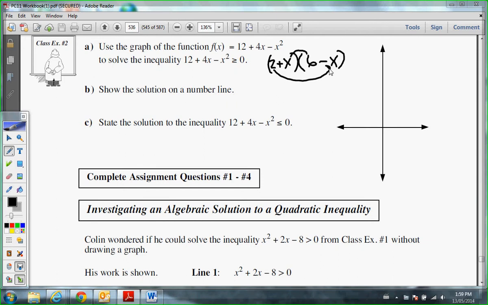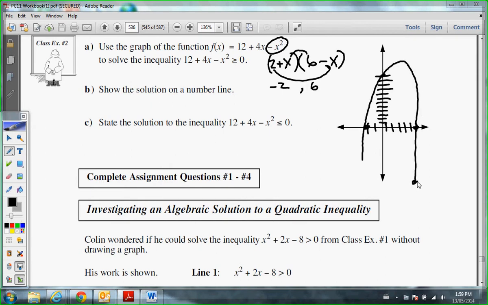By having that, I get my zeros. My zeros are -2 and 6, so I know that my graph is going through here and here. I know my y-intercept is 12. And I know my graph is a downward parabola because it's a -x squared. So my parabola should look something along these lines.